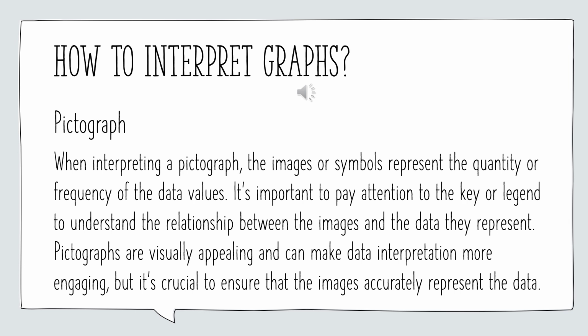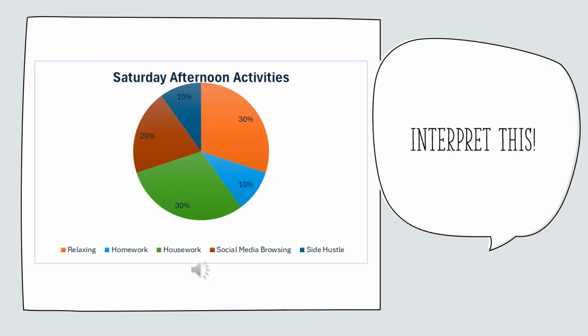In summary, interpreting graphs involves understanding the type of graph being used, paying attention to the axes, scales, and legends, and accurately interpreting the visual representations of data. Each type of graph has its own unique characteristics and requires specific attention to different elements for accurate interpretation. Now, let's try to interpret this one.